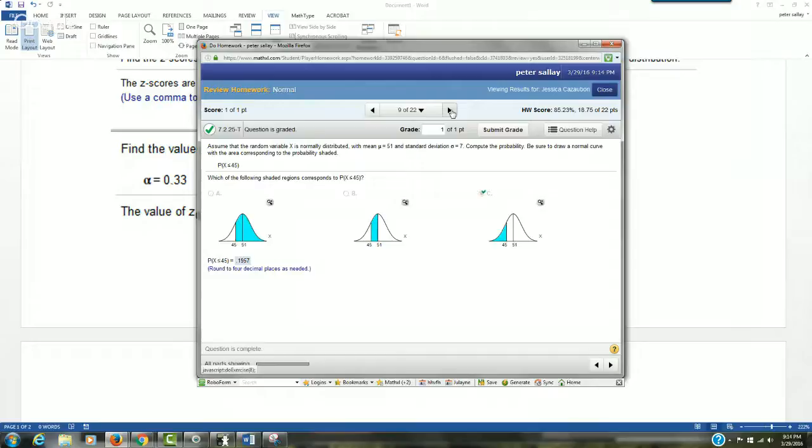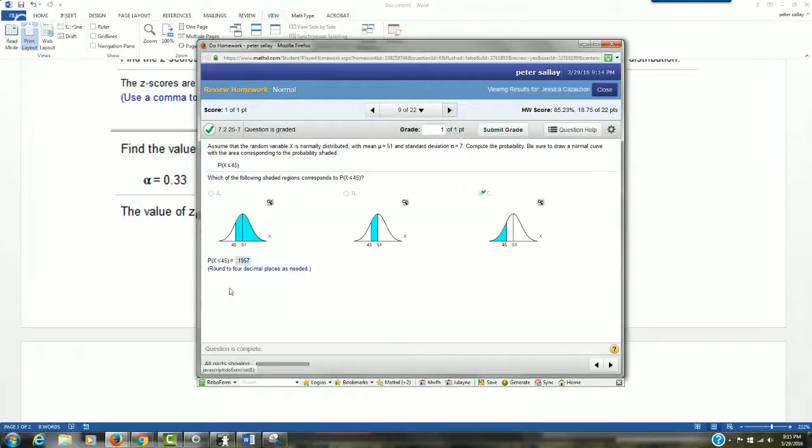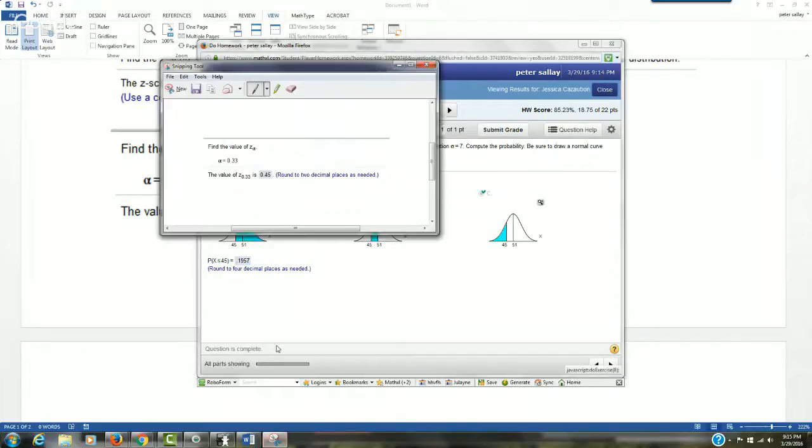Just keep going. You got this one right? You want to look at it, or? Yeah, you can go ahead. Not the graph part, but the other one, the PX. Oh, the P. Okay.